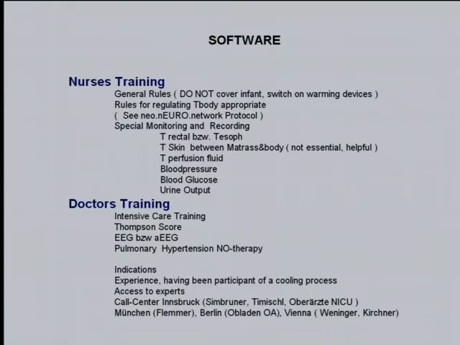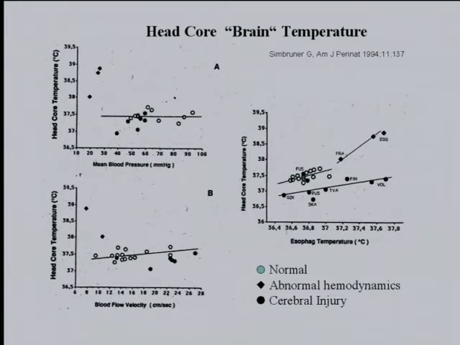And we will set up a European call center where always someone is available for answering questions. Next slide. I also want to point out, which you might not have thought of, that the brain temperature is very dependent on the brain perfusion. In this graph here, I show three types of newborns: normal ones, those with very abnormal hemodynamics, having hypoplastic left heart syndrome, and those with cerebral injury.